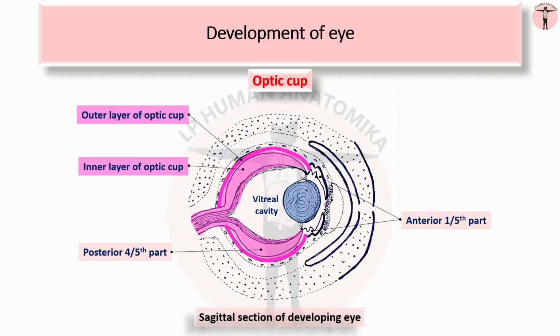The posterior 4/5 part of the optic cup layers develops into the retina, and the anterior 1/5 part gives rise to the ciliary body and the iris. So let us see the further development in detail.